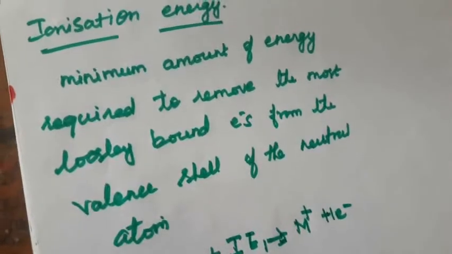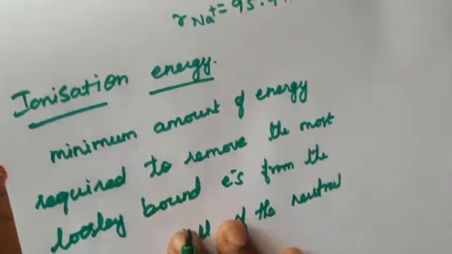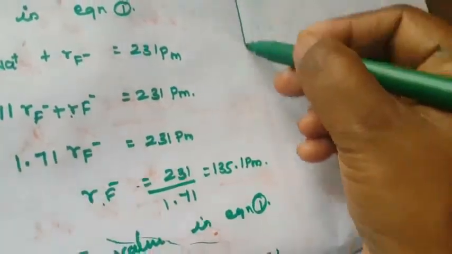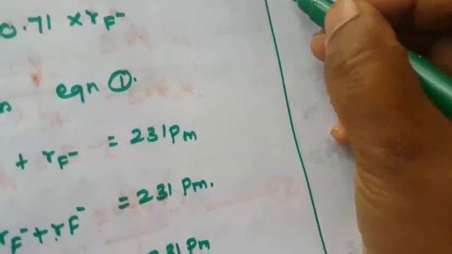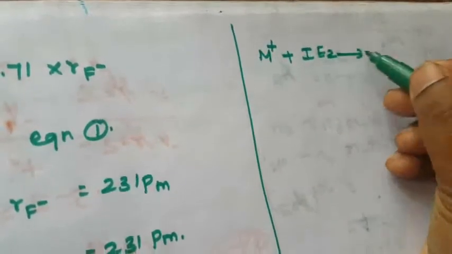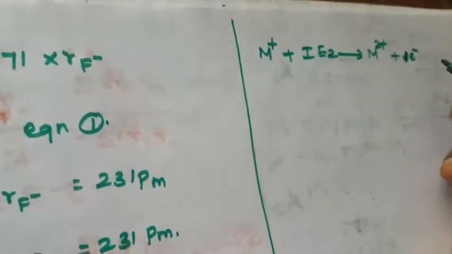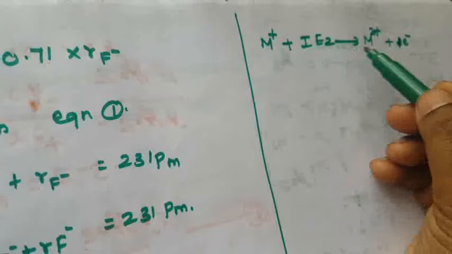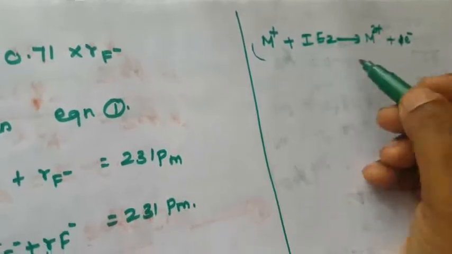So the successive ionization energy. Again, what is meant by successive ionization energy? It is the minimum amount of energy required to remove an electron from the unipositive cation. Suppose now M plus ion, ionization energy 2, gives M2 plus ion plus an electron. Again 1 electron. So what is the meaning of that? It is the removal of an electron from the positive ion. That is called ionization energy. It is represented by the following equation.